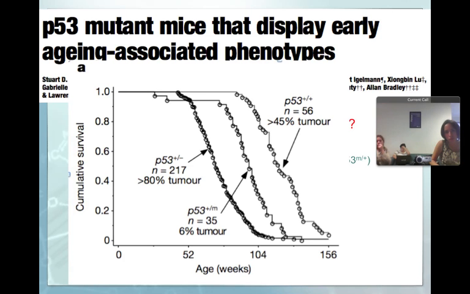Okay? Now, here we have p53++ mice. This is survival over time. So this is a death curve. It's called a Kaplan-Meier plot. Right? This means how many mice are alive. Got it?